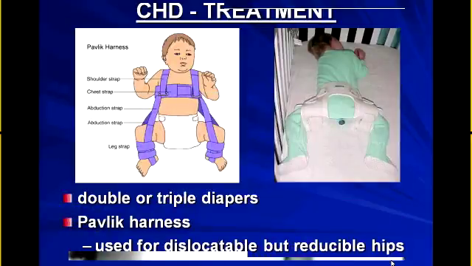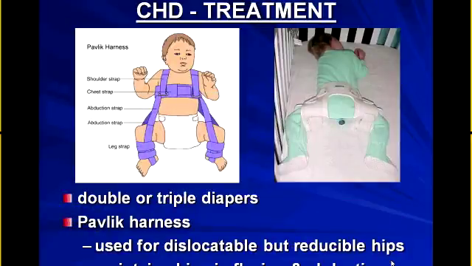So what do we do if a child has a positive Ortolani's test, or what happens if they have CDH? Well, normally, if it's possible, they'll try to double or triple diaper. That is good for abduction, but it doesn't maintain the hip flexion. So if they're really concerned, because the whole idea is that the head of the femur and the acetabulum will develop normally if you can reposition the head in the acetabulum and maintain it there.